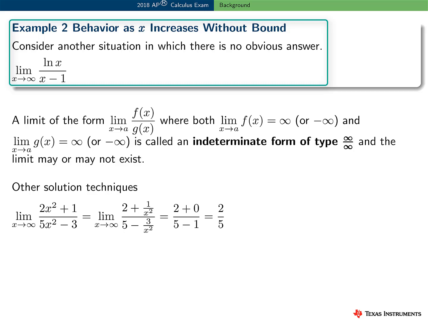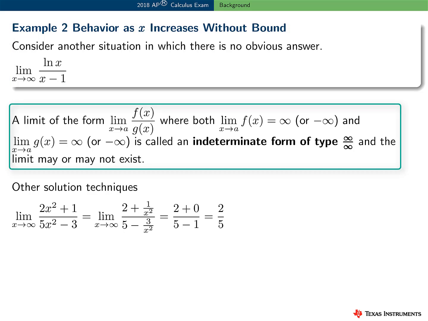Let's take a look at another example in which the limit is not obvious, nor do other solution techniques help. Consider the limit as x goes to infinity of the log of x divided by x minus 1. Now, in this case, as x goes to infinity, both the numerator and the denominator increase without bound. If the numerator is increasing faster than the denominator, then the limit will be infinity. If the denominator is increasing faster, then the whole fraction goes to 0. And there could also be a compromise, in which case the limit will be some finite positive number.